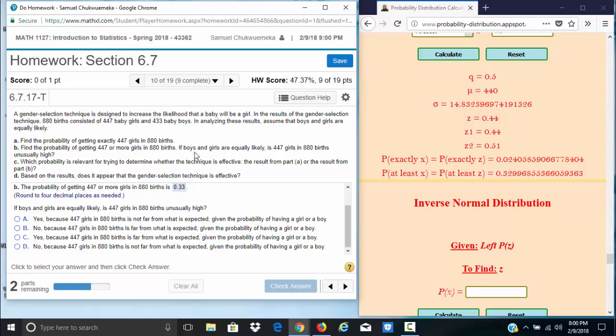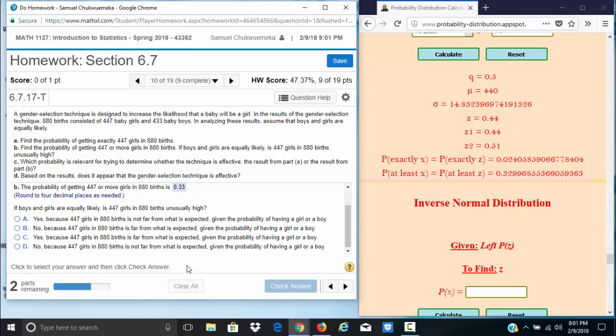C, if boys and girls are equally likely, is 447 girls in 880 bets unusually high? So let's look at these options. They told us here in the question that 880 bets consisting of 447 baby girls and 433 baby boys, and boys and girls are equally likely. So if you look at this 880, it's not really far from what is expected. Out of 880, you have 447, and the probability says that the boys and girls are equally likely. So the answer would be no, it's not far from expected, given the probability of having a girl or a boy.